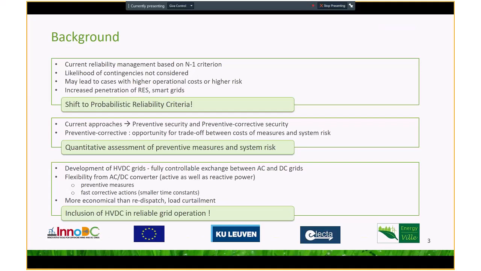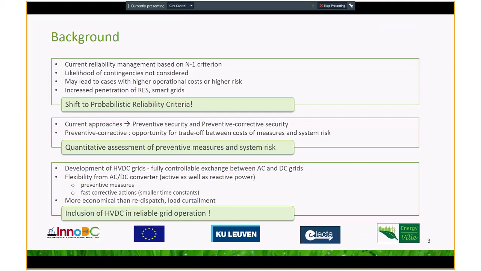Out of the current approaches for reliability management, that is preventive security and preventive corrective security, the preventive corrective security approach provides for an opportunity for trade-off between the cost of measures taken and the system risk. However, a quantitative assessment of the trade-off between the measures and the system risk is necessary.